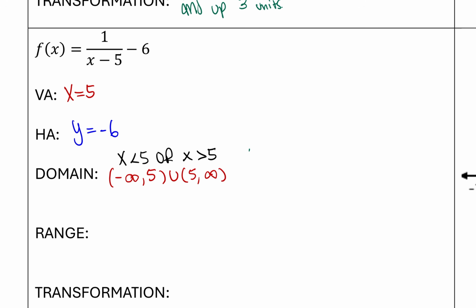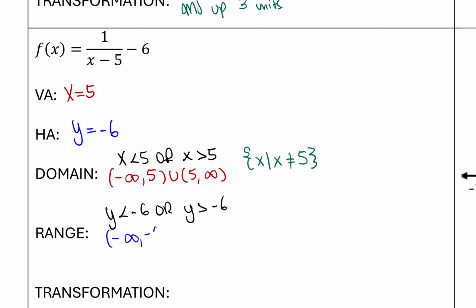We have the set notation for all x's in which x cannot be equal to 5. For the range, we have y is less than negative 6 or y is greater than negative 6. We have the interval notation from negative infinity to negative 6, union from negative 6 to positive infinity. We also have the set notation for all y's in which y cannot be equal to negative 6.